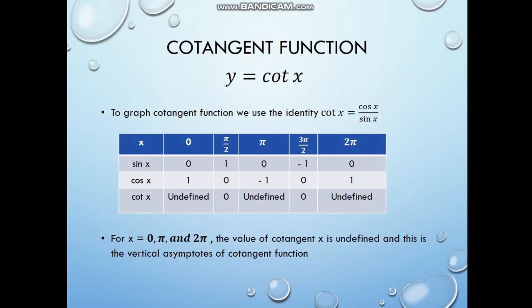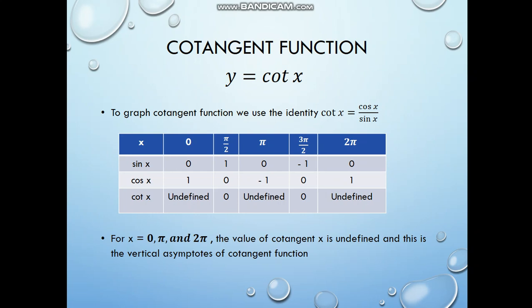The next one is the cotangent function. Okay, its graph is similar. Okay, let's see how we get the graph of the cotangent function. Let's say that we have a simple cotangent function y equal cotangent x, and to graph the cotangent function, we use the identity cotangent x equal cosine x divided by sine x.